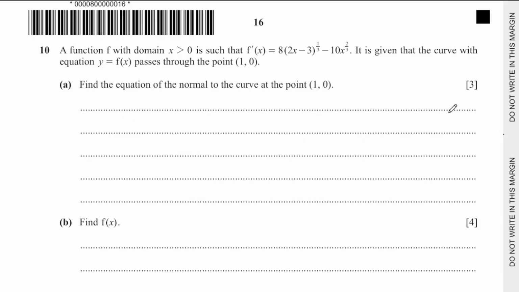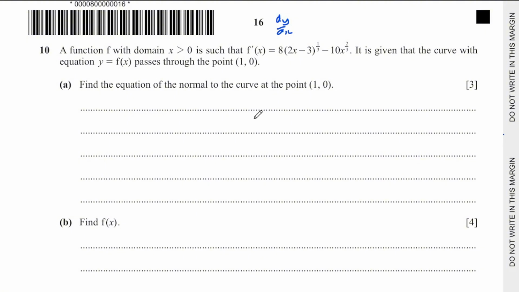So for this question, a function f with domain x greater than 0 is such that f prime of x, which is just dy/dx, is equal to 8(2x minus 3)^(1/3) minus 10x^(2/3). It's given that the curve with the equation y equals f of x passes through the point (1, 0). We need to find the equation of the normal to the curve at the point (1, 0).